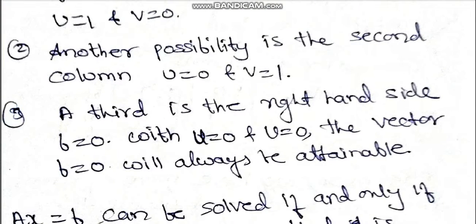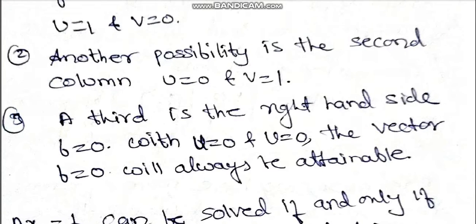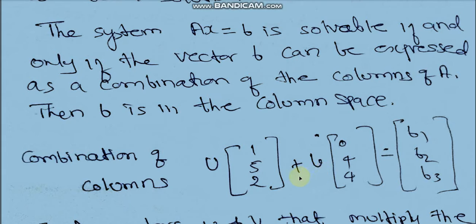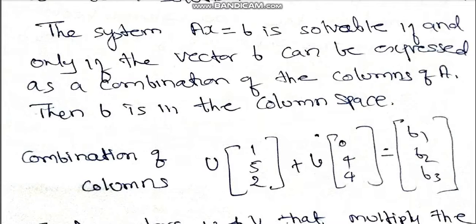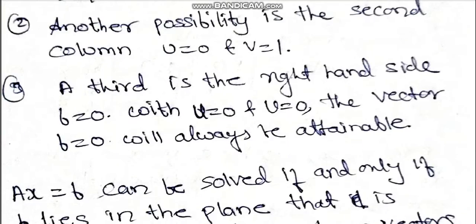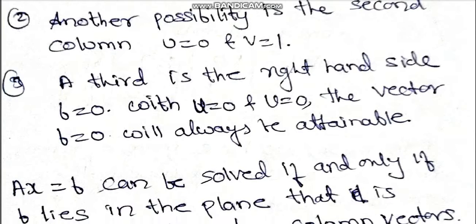The third property is the right hand side b equals 0. If I make b equal to 0, then u and v have to be 0, and that is why we say you can obtain the solution. If I make u equal to 0 and v equal to 0, automatically b will be equal to 0. So that is one more solution, and if we get that also, we can say we have got the solution.